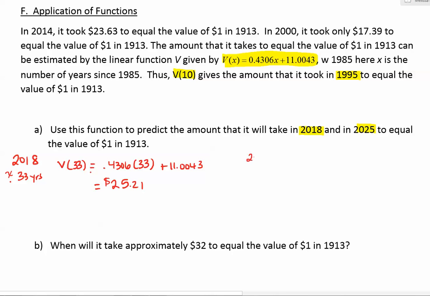Now for 2025, do the same process. 2025 minus 1985 is 40 years after 1985, so that's our x. So v of 40 is 0.4306 times 40 plus 11.0043. And this gives us $28.23.